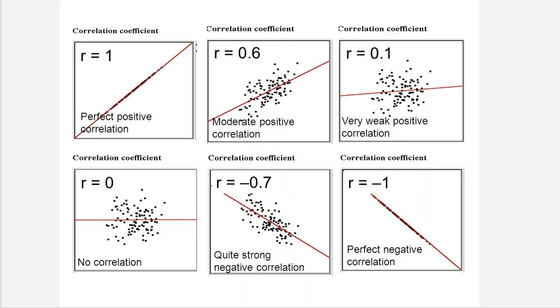Here are some examples. Perfect positive correlation is 1. Perfect negative correlation is -1. With 0.1, there's basically no pattern to these points. With 0, there's basically no pattern either. With -0.7, it's down and it's a strong pattern, but you still see some variation. 0.6 is positive, it's decent, but not as strong as the 0.7 here. So it's a way of quantifying how strong those patterns are.